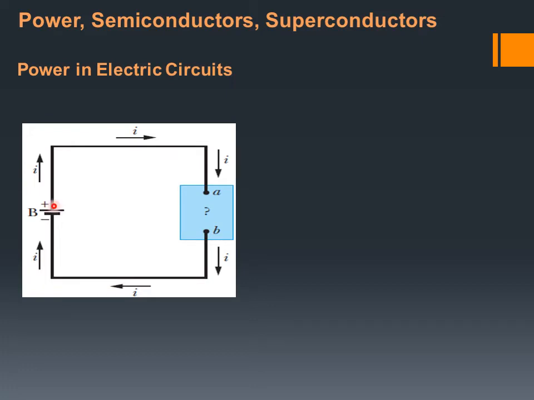The potential which appears at the positive terminal of the battery, the same potential appears at the upper part of this device, and the negative potential which appears at the negative terminal of the battery, the same potential appears at the lower part of this device. In other words, the potential difference across the two terminals of the battery, the same potential difference appears across this device.